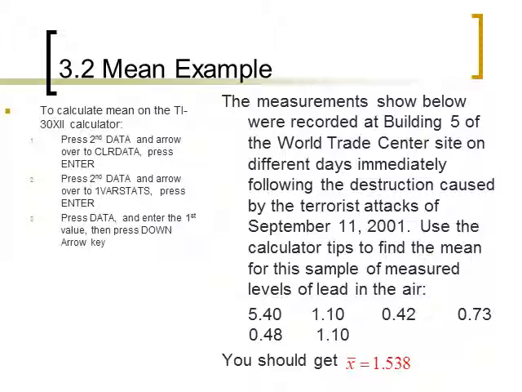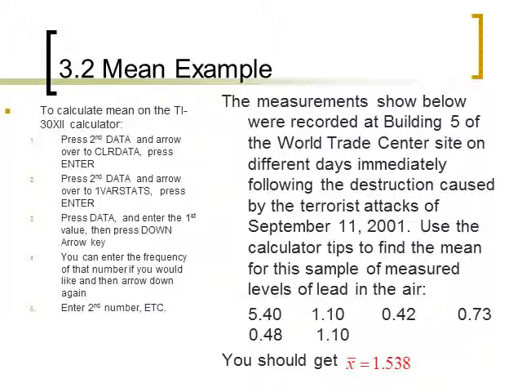Enter the value 5.40 and then press the down arrow key twice. You can enter the frequency of that number, which the default is 1, or just down arrow until you get to X2. At X2, type 1.10. Press down twice. At X3, press 0.42. Then go down to X4, press 0.73. Go down to X5, type 0.48. And then go down to X6 and type 1.10.